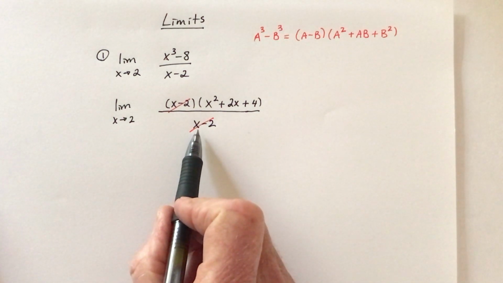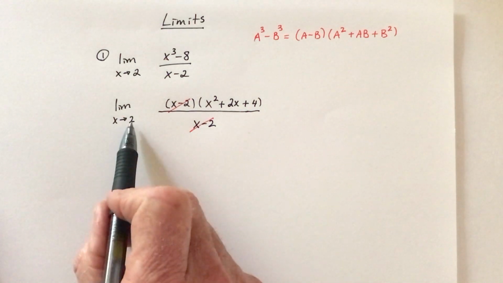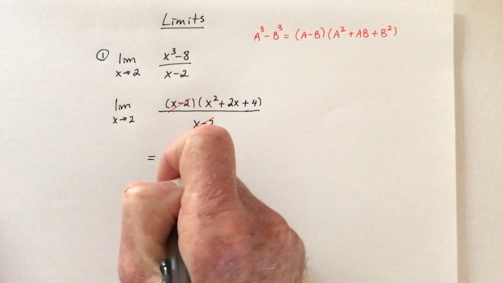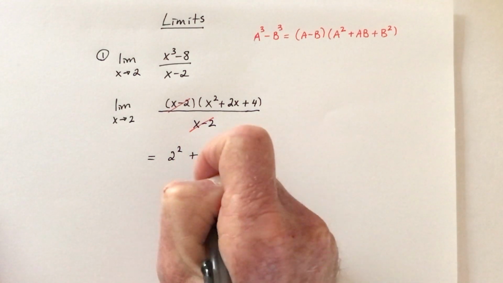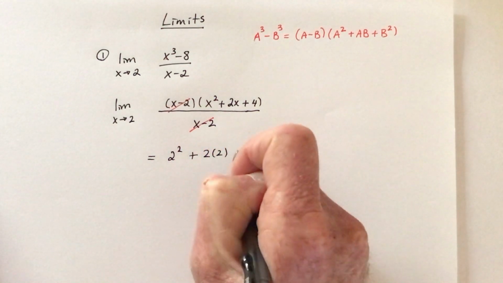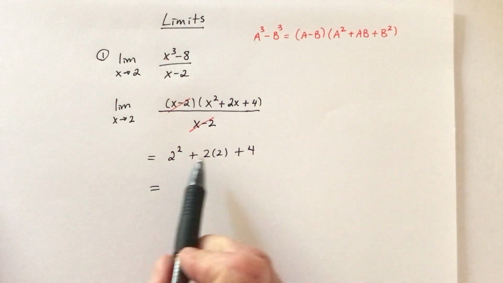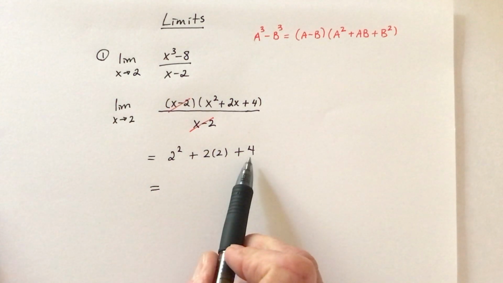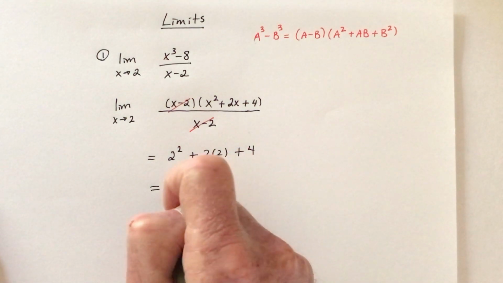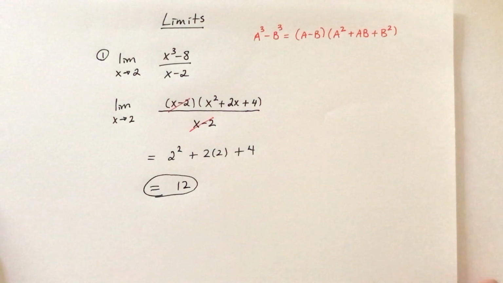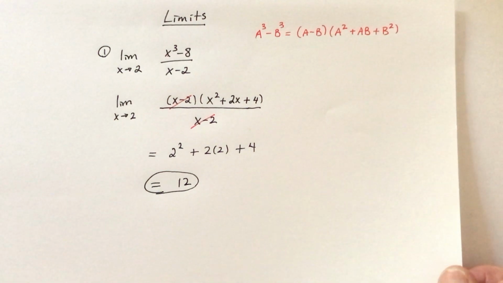Now that I've gotten rid of this division by 0, I can go ahead and plug in 2 for x. So this is going to be 2 squared plus 2 times 2 plus 4. So that's going to be a 4, another 4, and another 4. If there's 3 4s, that's 12. This one is done.